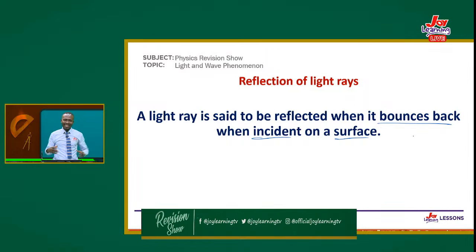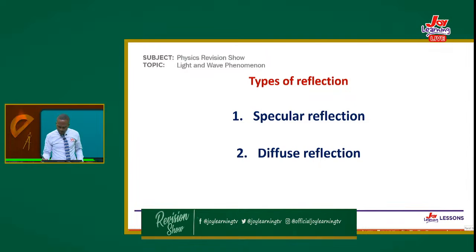So when it hits a rigid, polished surface, the light ray bounces back, then we see the light ray has been reflected. Now, depending on the surface it hits, the reflection may be a little bit different from other surfaces. So we go ahead and we look at the types of reflection. Here we look at specular reflection and diffuse reflection.